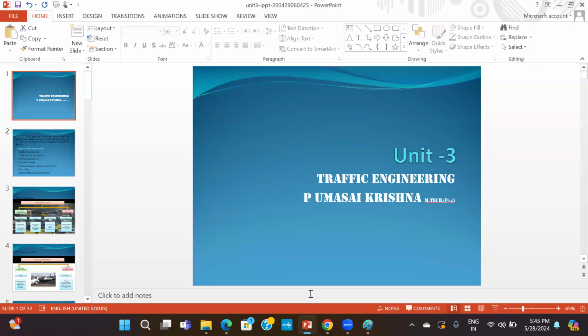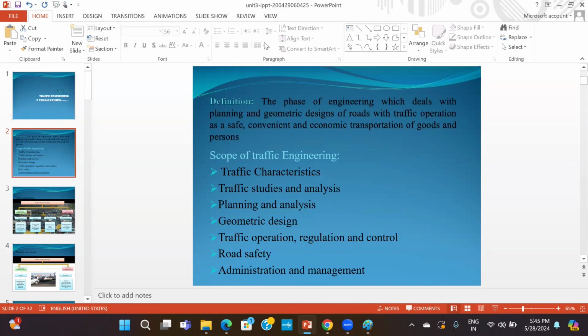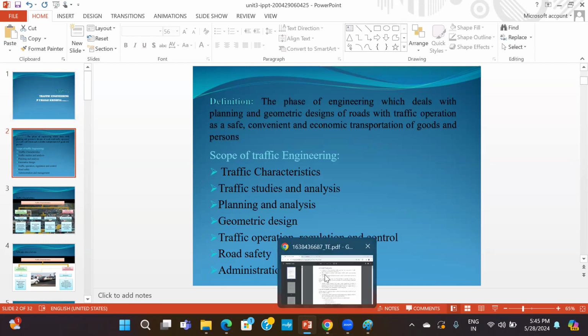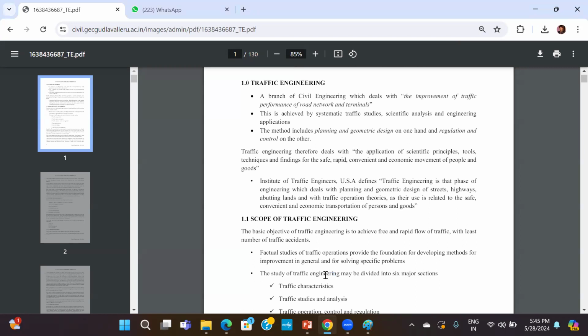Good evening, students. Today we will see about the third unit, that is traffic engineering. So, traffic engineering is a branch of civil engineering which deals with the improvement of traffic performance of road network and terminals. It is achieved by systematic traffic studies, scientific analysis, and engineering applications. The method includes planning and geometric design on one hand, and the regulation and control on the other hand.